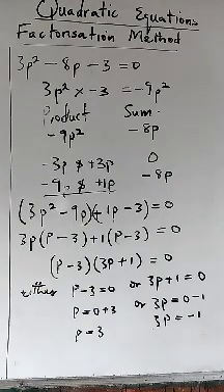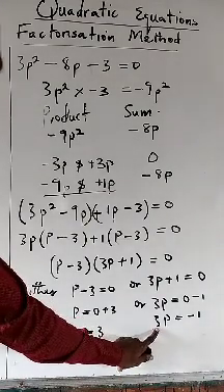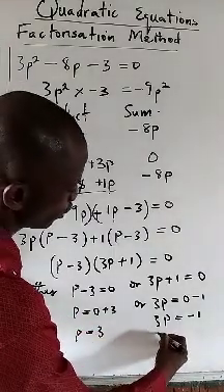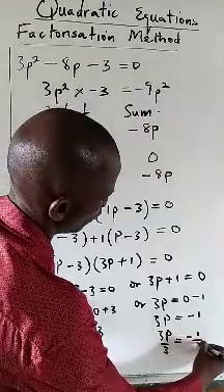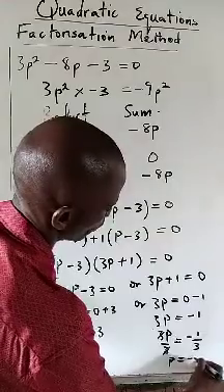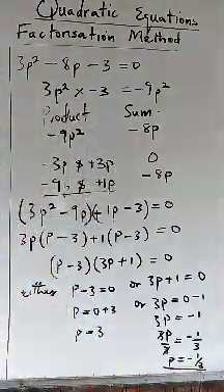Then what you do next is to divide both sides by the coefficient of p here, which is 3. If you divide both sides by this 3, you'll have 3p divided by 3 equals to minus 1 divided by 3. The 3 will go, you have p equals to minus 1 all over 3. This is our final answer.